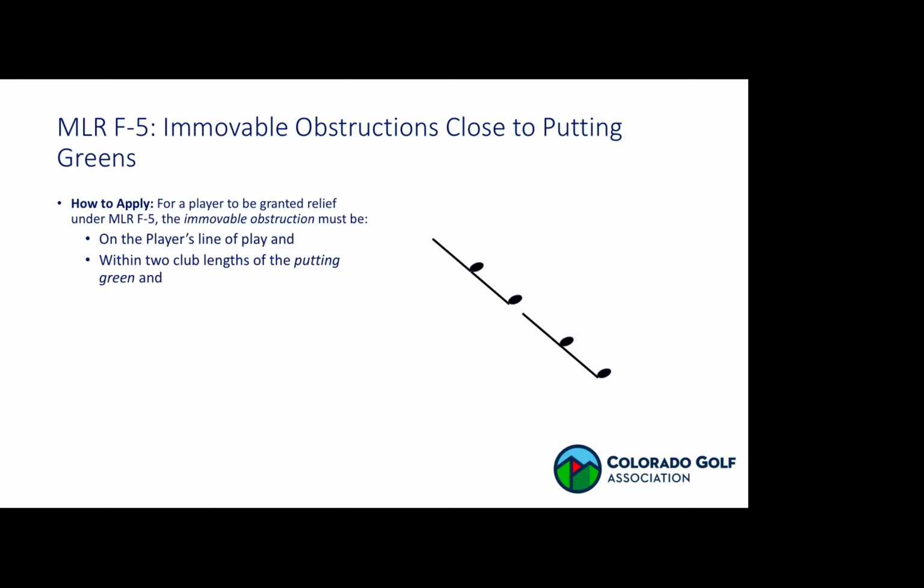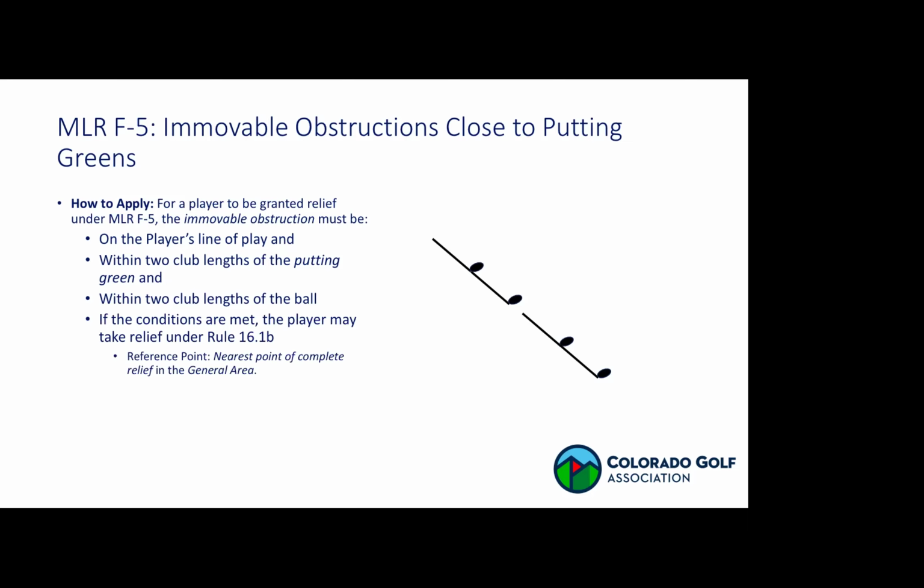So this isn't any immovable object anywhere. This isn't sprinkler heads. It has to be close enough where you're likely to be putting over it towards the hole. So that's 2 club lengths off the putting green, and also within 2 club lengths of that ball. So that's where you get the 2+2. 2 club lengths from the putting green, 2 club lengths away from the ball. And if these conditions are met, you may take relief there. So again, that's nearest point of complete relief, and then 1 club length relief area.